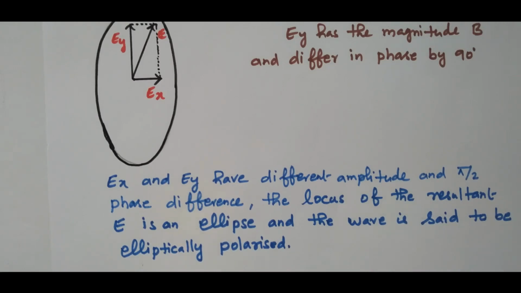Right? So in this we discussed the 5 types. That is, only Ex available means polarized in x direction. Only Ey is available means polarized in y direction. If both are available and varying with the time, means it is linear polarized. If both are available with the same magnitude and 90-degree, means circular polarization. If both are available with different magnitude and 90-degree, means elliptical polarization. So these 5 types we discussed in this video.